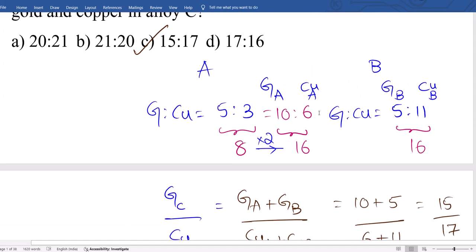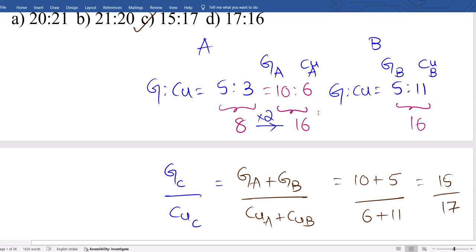A lot of people are making a blunder. They directly add, because it says equal. 5 plus 5 is 10, 3 plus 11 is 14. 10 and 14 is wrong. Don't add directly. We have to first make sure both totals are equal. First make sure of that, then you add.